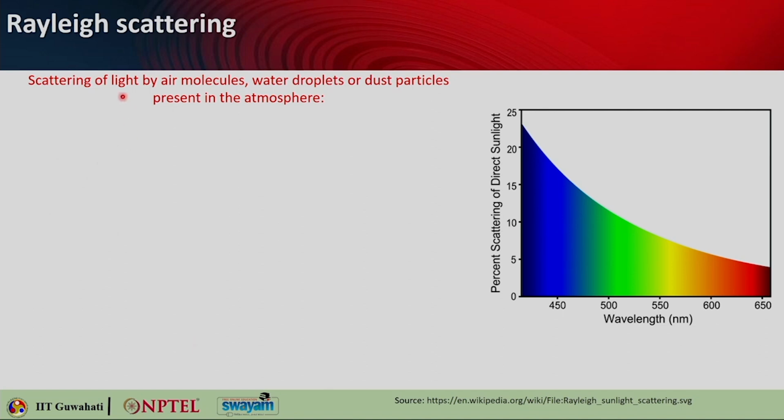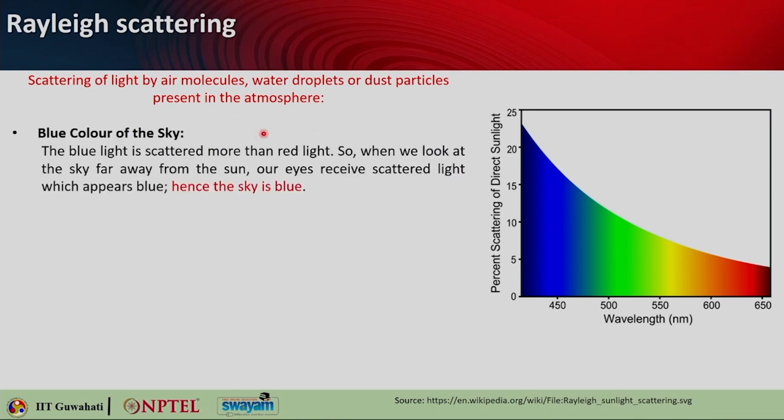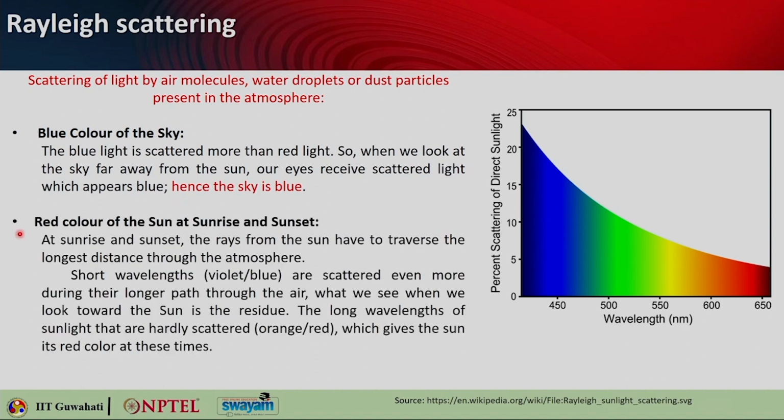The scattering of light by air molecules, water droplets or dust particles present in the atmosphere all actually give us this blue color, because the blue color is scattered much more than the red color. So, everywhere you will be seeing blue color being scattered, and that is why when we look at the sky far away from the sun, it looks blue to us. And during sunrise and sunset, why does the sky appear red? The reason is, in that case, the sun is at the horizon, and the sun ray has to travel the longest distance through the atmosphere before reaching us.